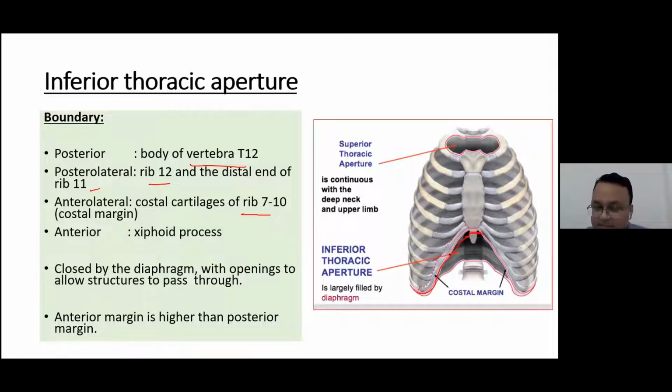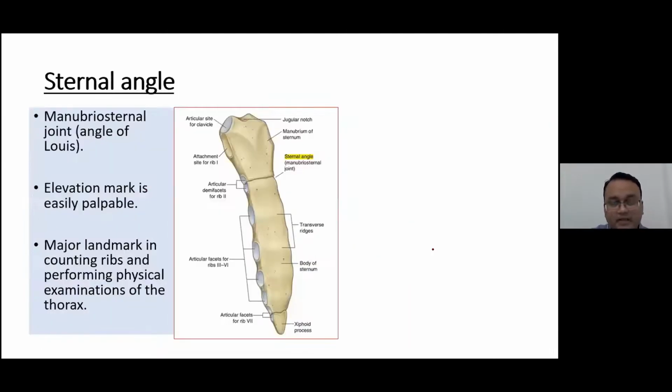So it is closed by the diaphragm, but with some openings to allow structures to pass through. Certain structures, such as the esophagus and the descending aorta, pass through it. The anterior margin is higher than the posterior margin.